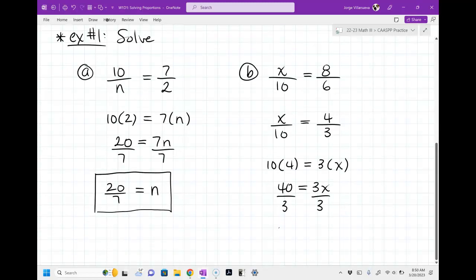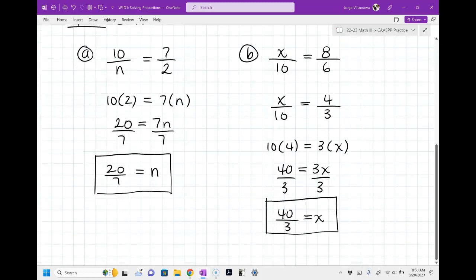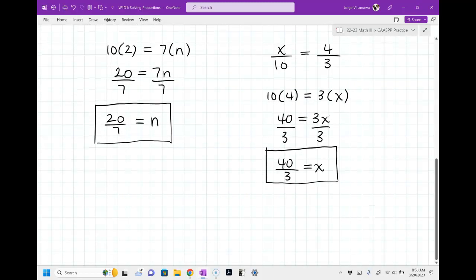And 40 does not get divided by 3. So there you go. This is just going to be my answer. It's a fraction, 40 over 3. Just reduce it as much as you can and then leave it. If you want to write it as a mixed number, meaning like a big number and then a fraction after it, feel free. But leaving it as an improper fraction is perfectly fine.